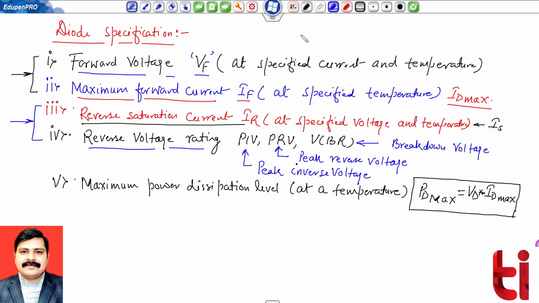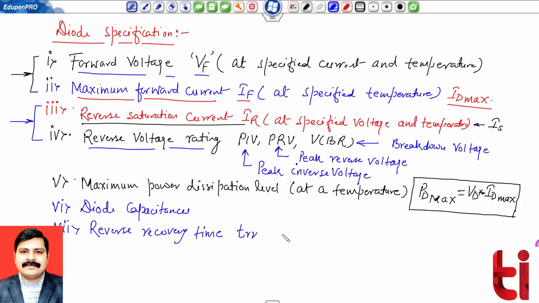Then the next specification we have just discussed in detail: the diode capacitances, reverse recovery time. It is termed as TRR. For the switching operation, it is very important. And the last one, we have discussed in detail the effect of temperature on the performance of p-n junction diode. So working of diode will not remain the same if the temperature changes. So we must know all these components. In this, the new parameter is reverse recovery time.